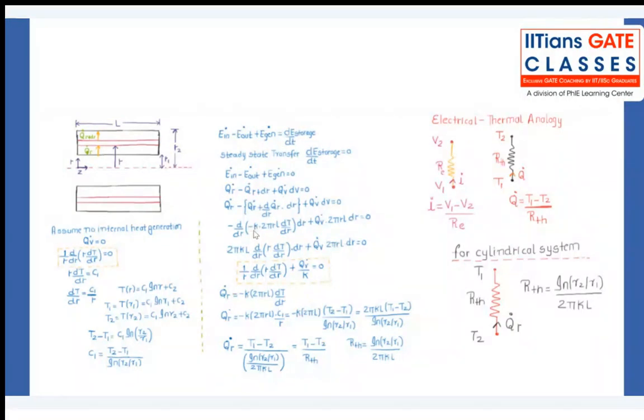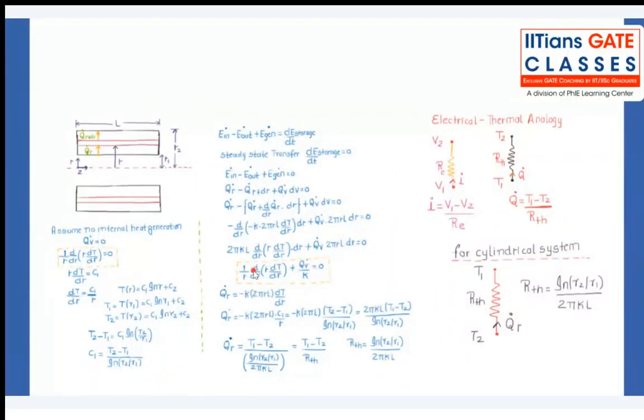I am calculating heat transfer in the radial direction, so I have to consider the temperature gradient in the radial direction. I have to take the area normal to the radial direction. Area normal to the radial direction is what? 2 pi r into l, which is this. Imagine this cylindrical shell. Okay. Then 2 pi k comes out. You get d/dr of (r dT/dr) equals q dot v into 2 pi rl into dr. So this is the equation that you get.